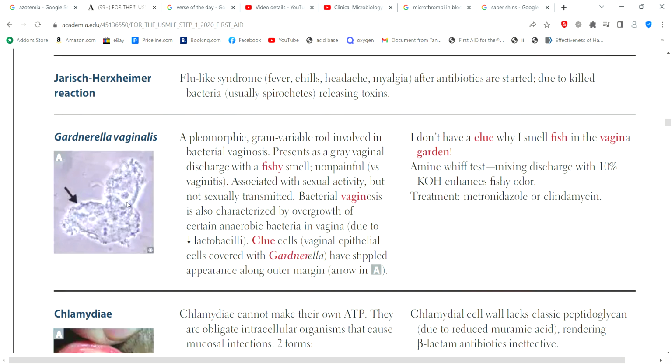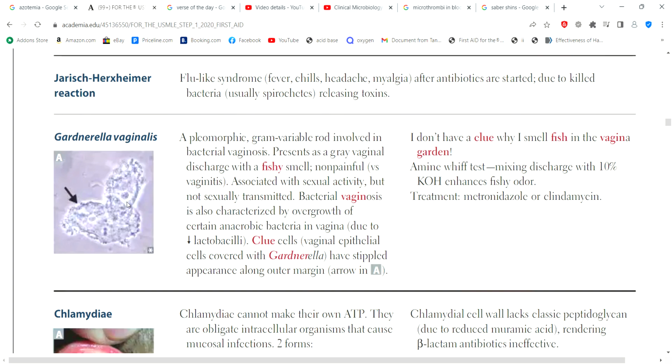It's a shapeshifter. A pleomorphic gram variable rod involved in bacterial vaginosis. It presents as a gray vaginal discharge with a fishy smell. Okay, fishy smell, remember this. Fishy smell, not painful. Associated with sexual activity, but it is not sexually transmitted. It is not an STD. Bacterial vaginosis is also characterized by overgrowth of certain anaerobic bacteria in the vagina due to decreased lactobacilli.